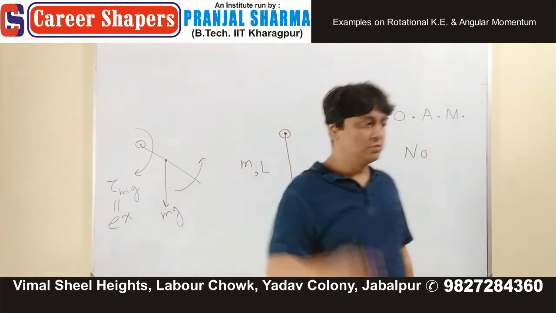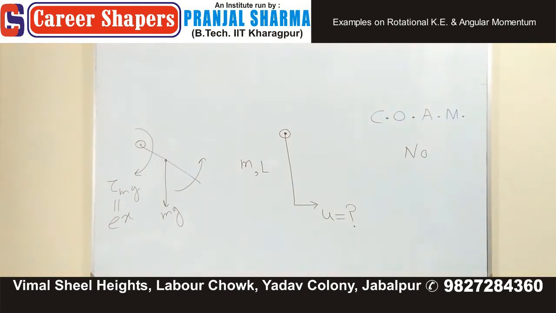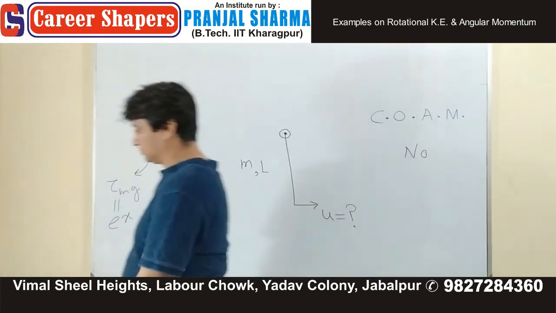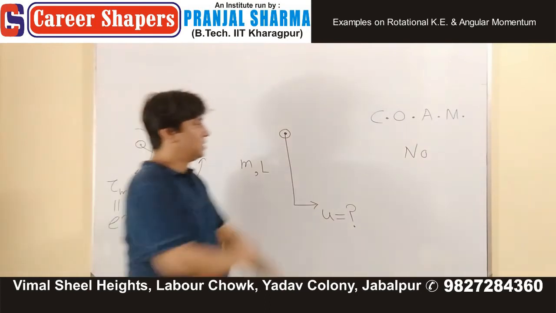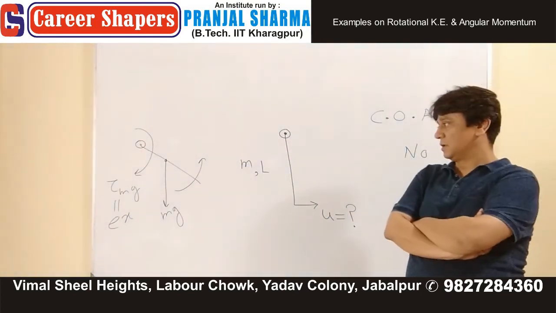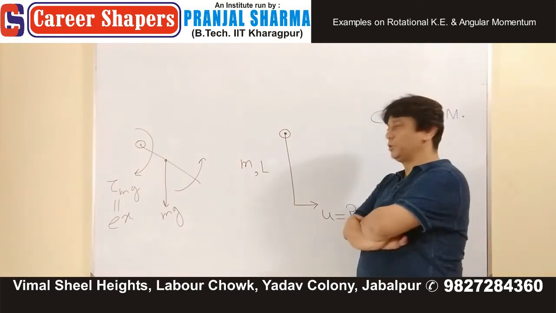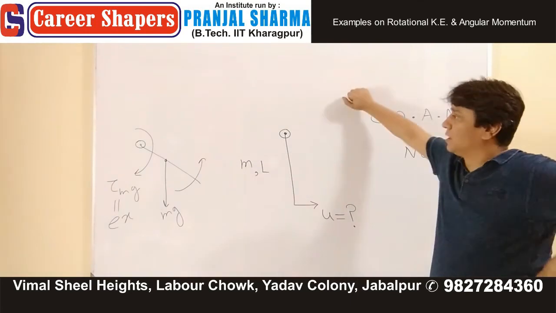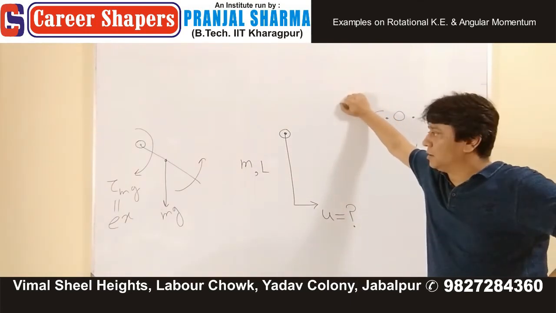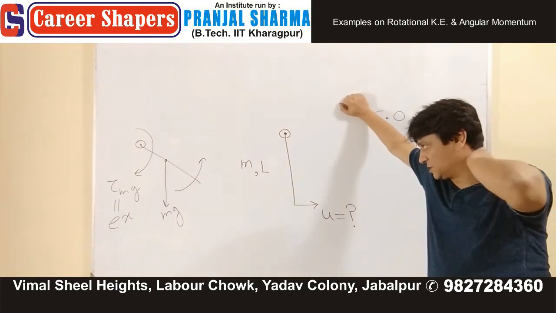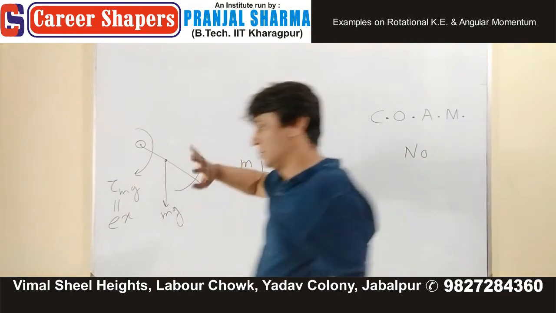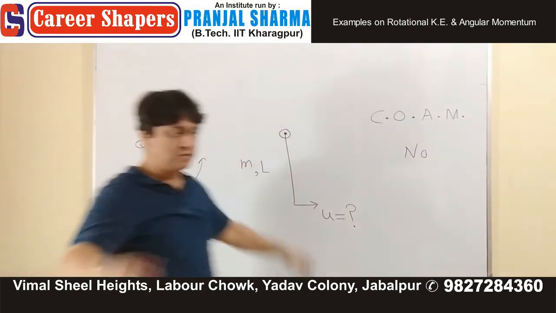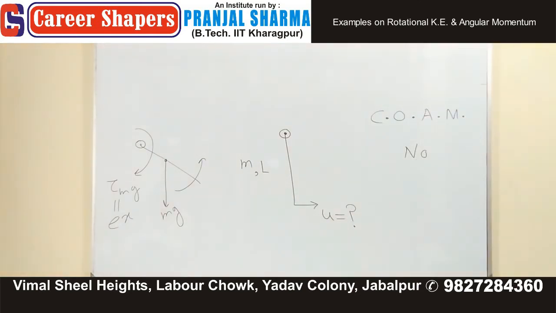conserve the angular momentum. Write down the statement first. In this case, we cannot use COAM as an external torque due to mg is present on the rod. अभी एक क्वेश्चन आप COAM से नहीं कर सकते हैं, therefore forget about I omega. What is the next thing which you can do?